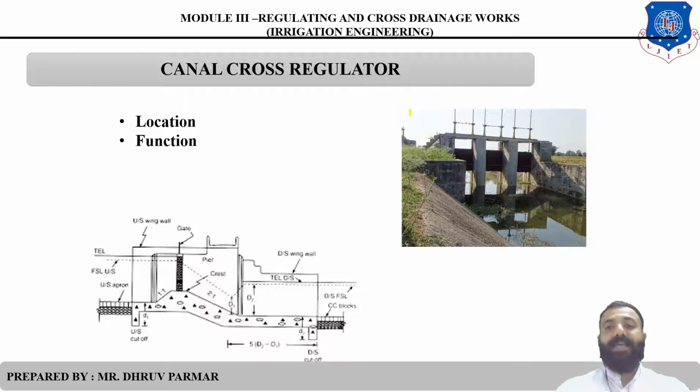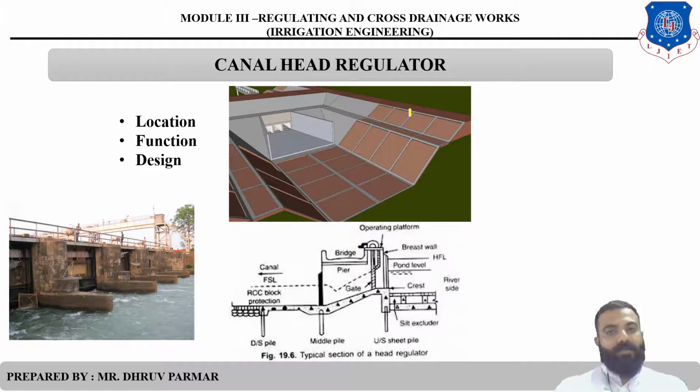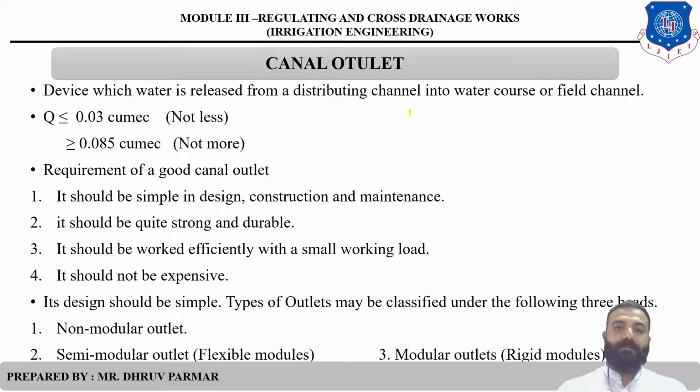Clear? When the canal breaches at some point, the cross regulator stores a minimum amount of water, and the cross regulator is also used to raise the water level on the upstream side. So this is the purpose, or the function, of a canal cross regulator. The canal head regulator we already discussed in the fourth chapter.